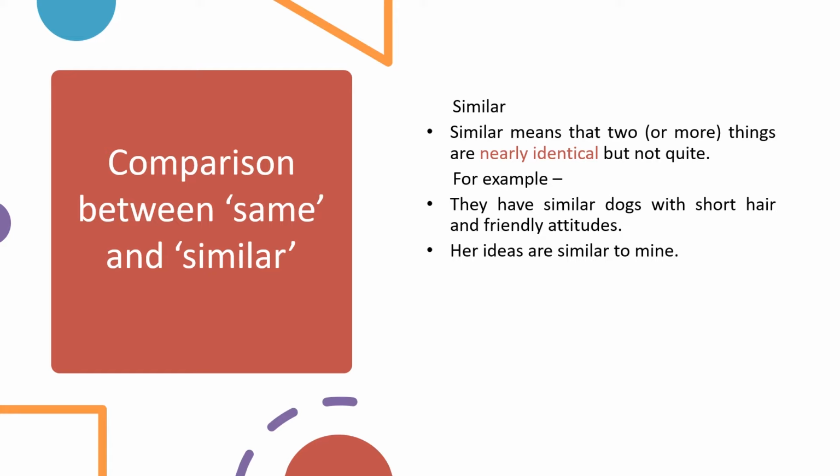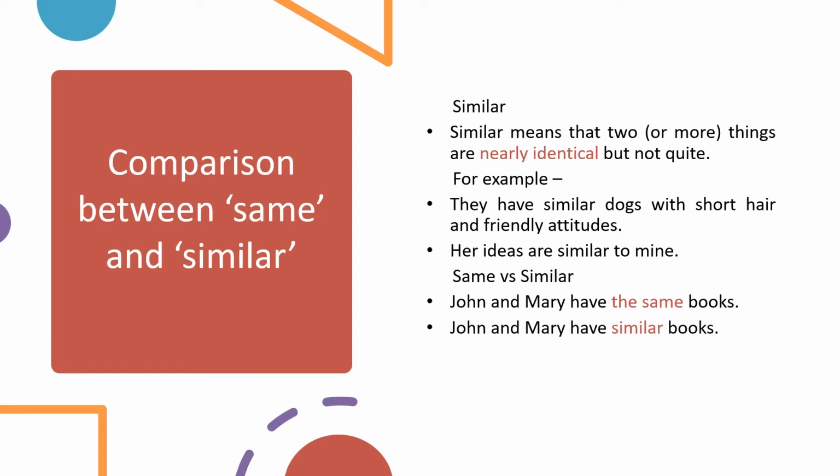Let's have a look at the comparison between same and similar. The first example is John and Mary have the same books. But when you use similar, you will say John and Mary have similar books. The basic difference is that in the first example, John and Mary have the same books. It means the books are the same. The author is the same and the contents of the book are also the same. But in the second example, John and Mary have similar books. It might happen that the author of the book is different or the contents of the book are different.